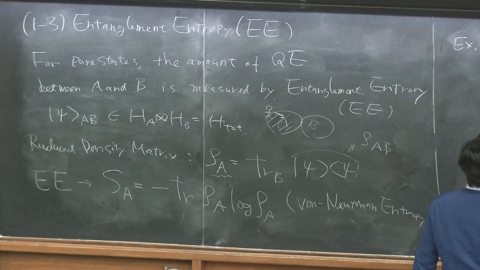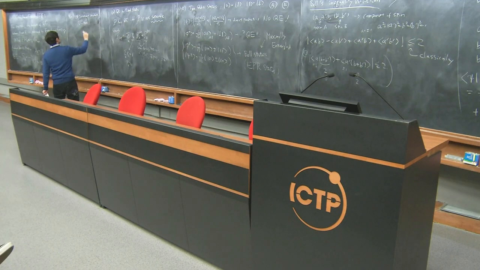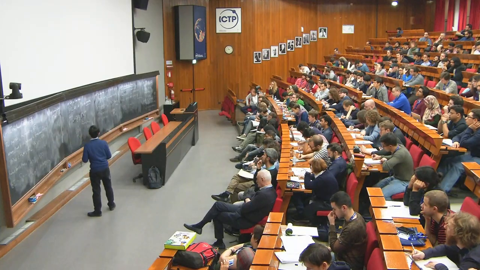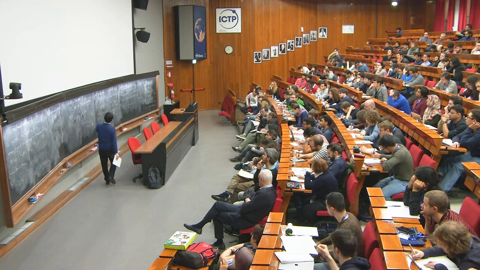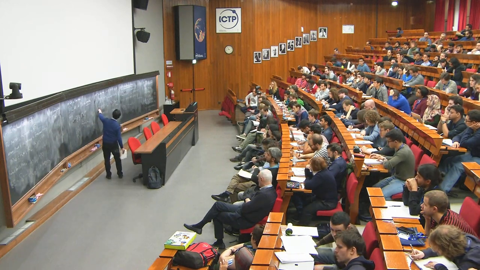In this case, the point is that even though we talk about coarse graining, tracing out B, this is still a pure state. So that means the entropy is zero. So indeed, this entanglement entropy measures the amount of entanglement. Now we go to the second, non-trivial one.